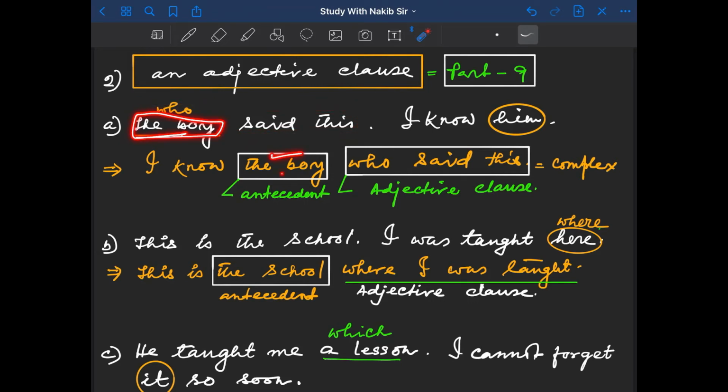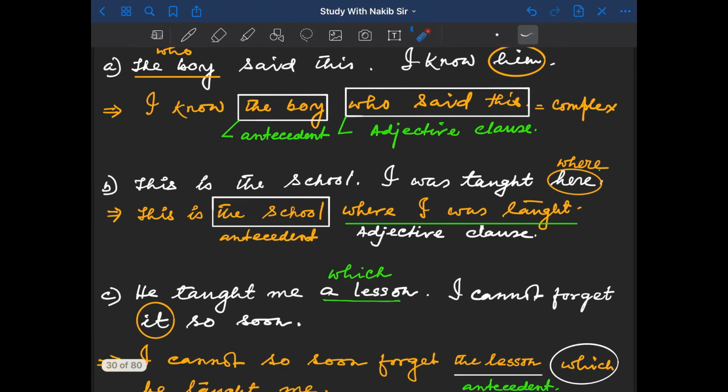In place of this part, this is a noun. In place of this part, use a relative pronoun, that is who. So the sentence is now, who said this? This is the part of the first sentence. Add this part to this, and it will become, I know the boy who said this. Okay, a complex sentence. I know the boy who said this. And who said this is an adjective clause working here as an adjective of this noun boy. Anyway, your combined sentence is, I know the boy who said this.